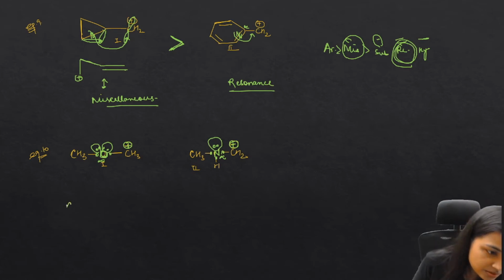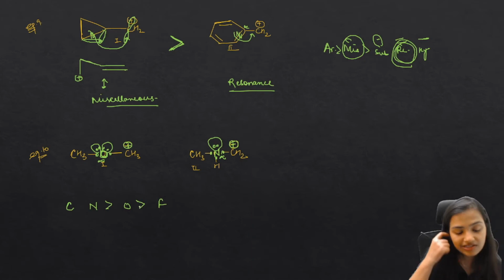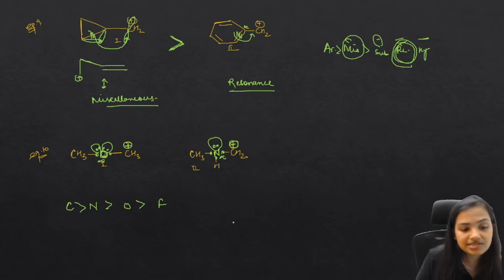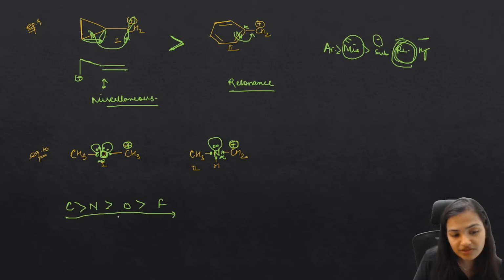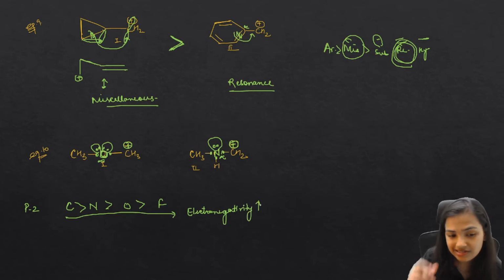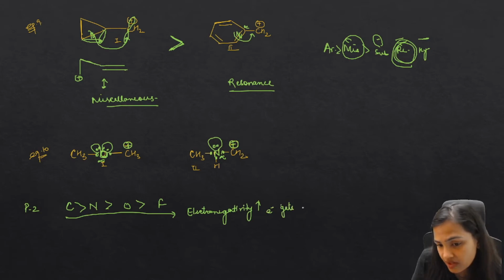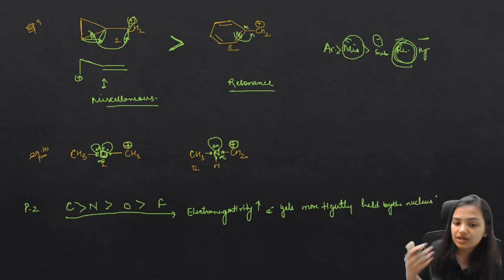Basically guys, we must know carbon, nitrogen, oxygen and fluorine. Nitrogen is a better nucleophile than oxygen, than fluorine. Why? What's the reason? Because as we go from left to right in period number 2, the electronegativity is the factor. As the electronegativity increases, the electron cloud gets more tightly held by the nucleus.